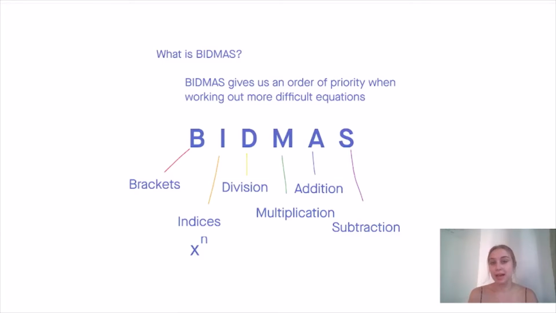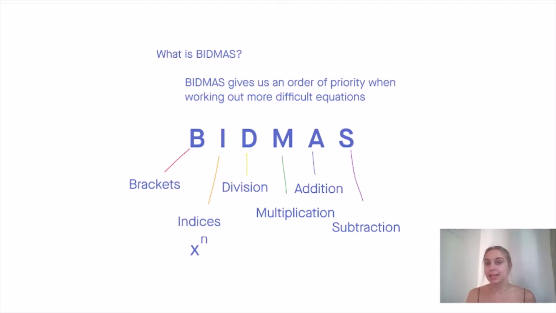So Bidmas is a way of remembering the order of priority when we've got multiple operations in a more difficult question. So we know what to do when we have an addition or a subtraction or a multiplication, but Bidmas is what we use when we're trying to figure out what to do if there are multiple operations in the same sequence. So in Bidmas, each letter stands for something.